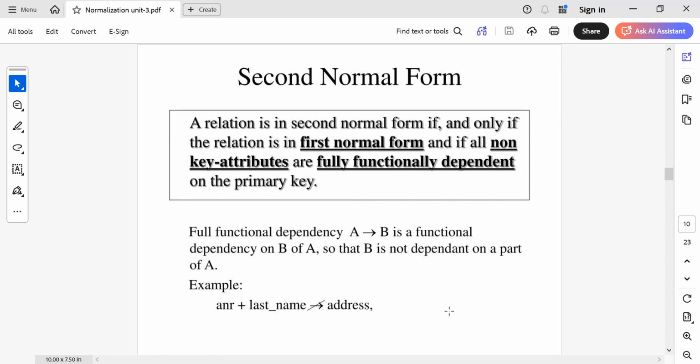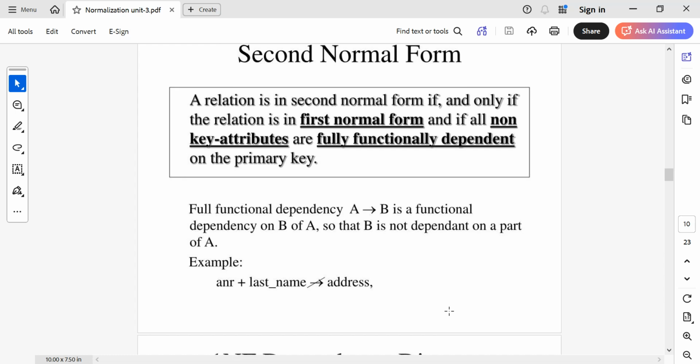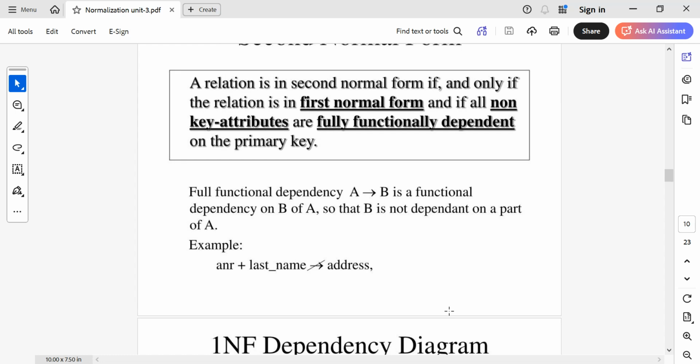So what is fully functional dependency? Here B is fully functionally dependent on A. B is not dependent on just part of A. So first name is one attribute plus last name is one attribute, and both together give the address attribute. So a non-key attribute is dependent on a key attribute.